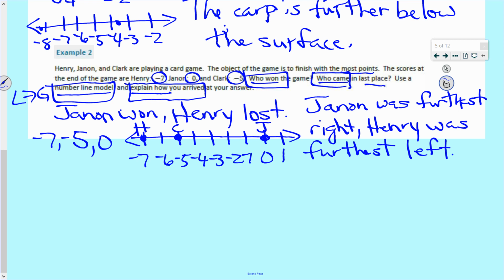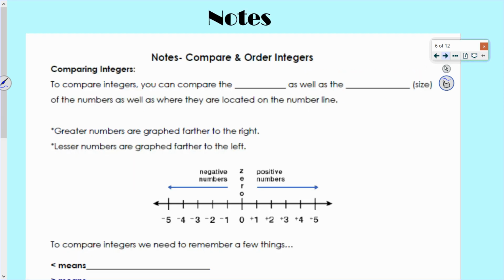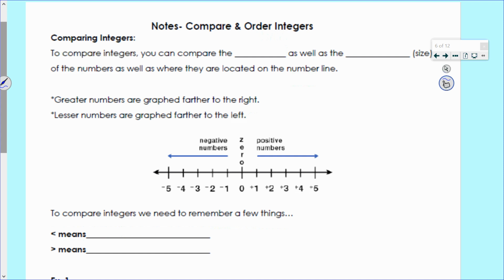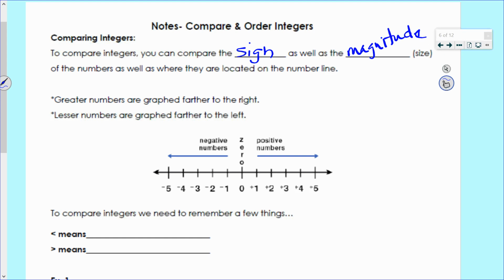Good. Now we're going to switch gears on you again. Of course. So now we're talking about comparing integers. So to compare integers, there's really two things that we look at. Comparing integers, you compare the sign, in other words, is it positive or negative, as well as the magnitude. Magnitude is a fancy math word for size.